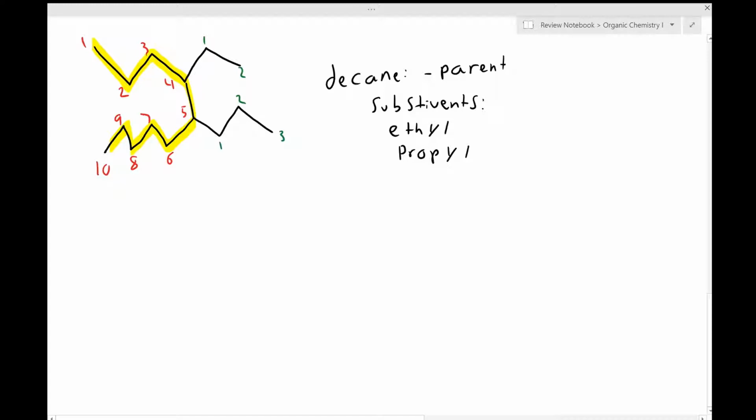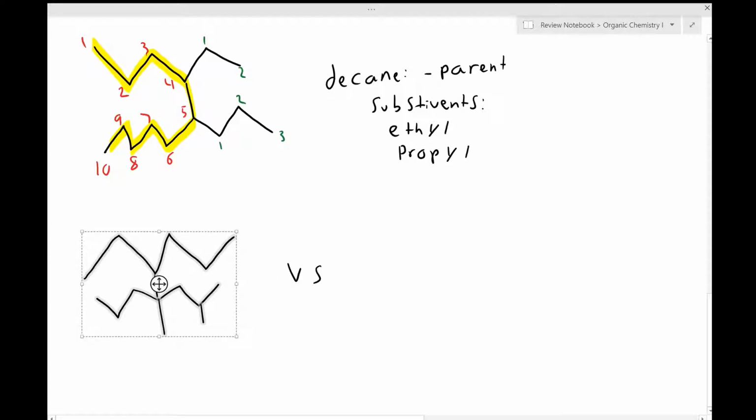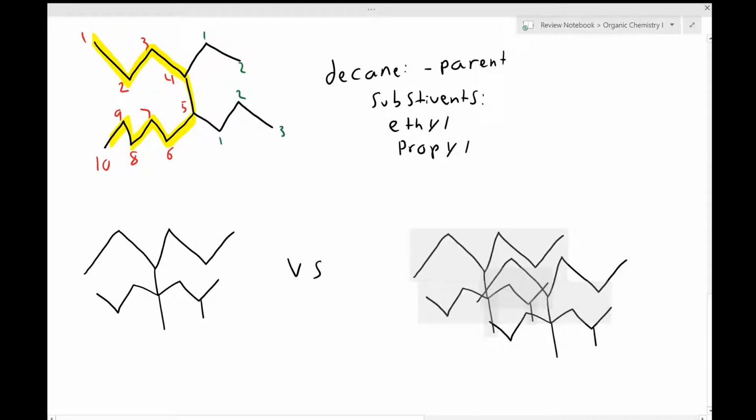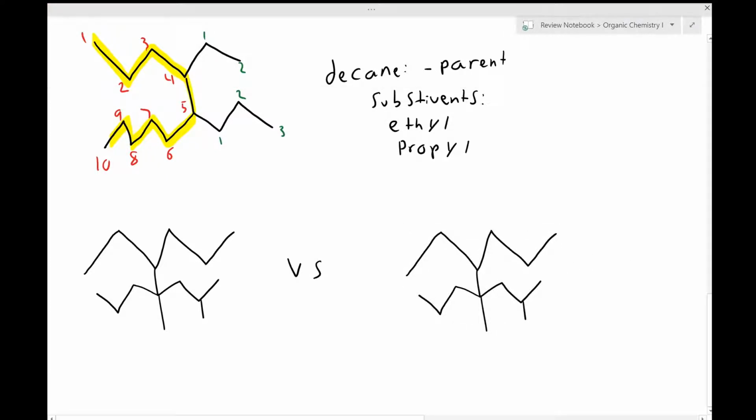Now we're going to draw this out twice. 1, 2, 3, 4, 5, bring it down, 1, 2, 3. So we have this option, and I'm going to redraw this. Okay, we can look at this two ways. We had 1, 2, 3, 4, 5, 6, 7 and 1, 2, 3, 4, 5, 6, 7. So both are 7. Now we have to see which parent chain is correct.